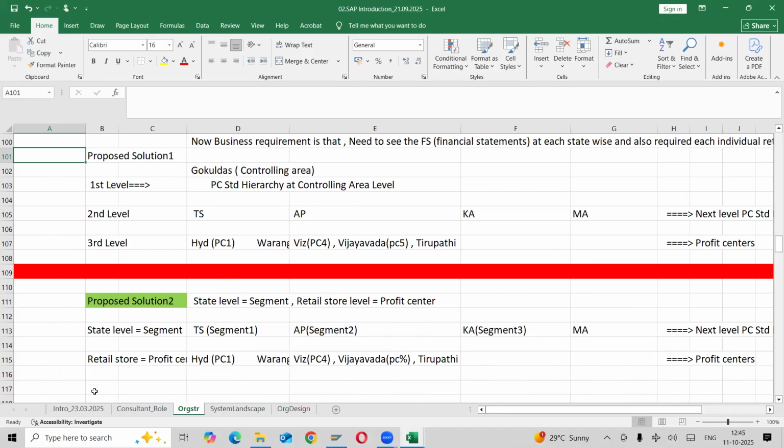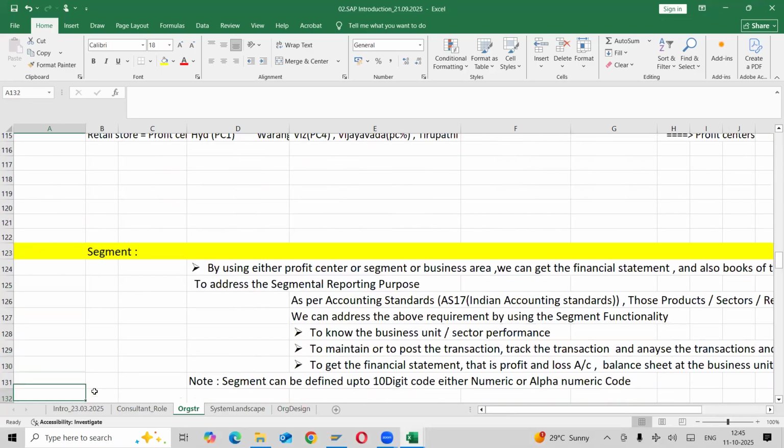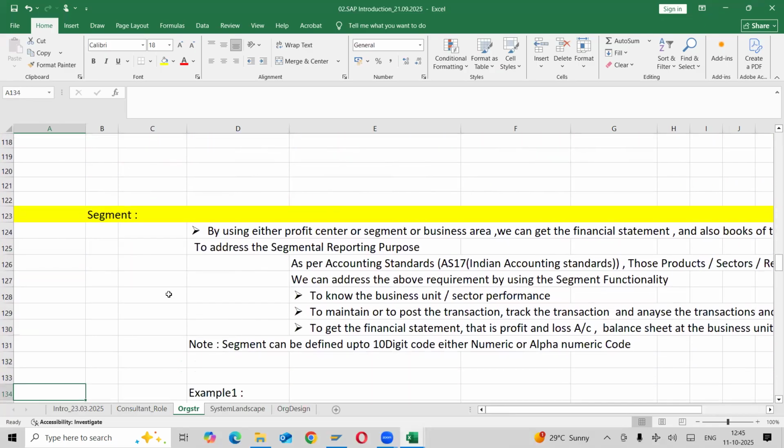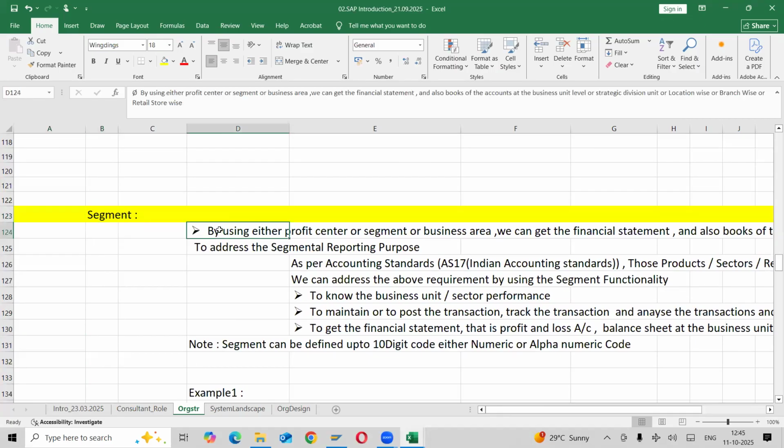7 levels of profit center it is giving. We can create profit groups in profit center across 7 levels, but the last one would be your profit center. Clear? So this is my profit center, and next one, segment. By using either profit center or segment or business area, we can get the financial statement.